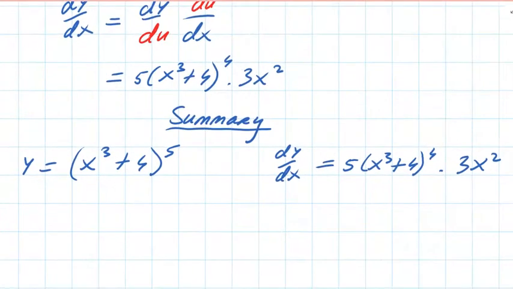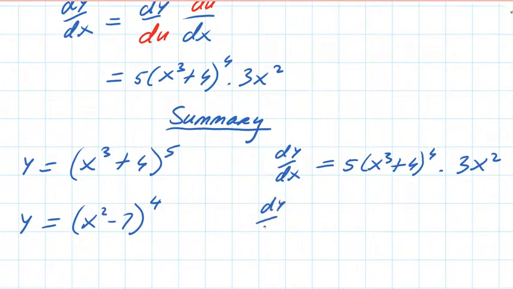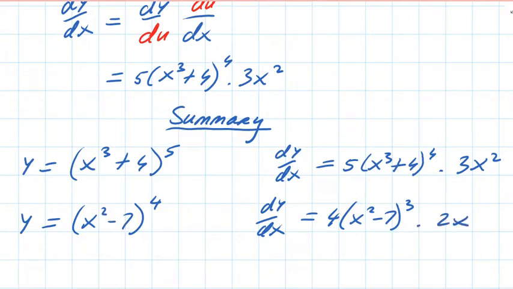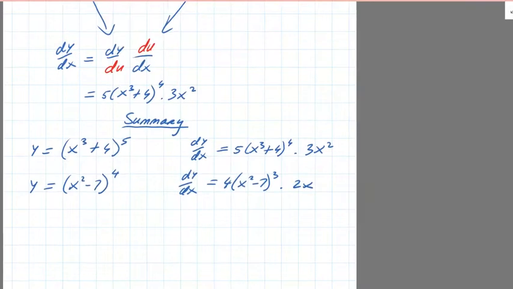Now, another one, just to show you the pattern again. y equals, for example, x squared minus 7, to the power of 4. What's dy/dx? Well, let's do it the shortcut now. The 4 comes in front. x squared minus 7 to the power of, the 4 goes down by 1 to 3. And then you get the dy/dx of what's in the bracket, which is x squared minus 7. So dy/dx of that is 2x. So it's by 2x. So you see, this is much quicker again.